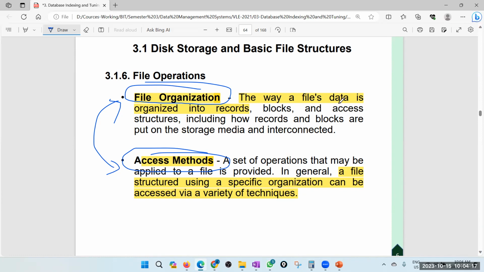File organization is the way a file's data is organized. Access method is how we access it.